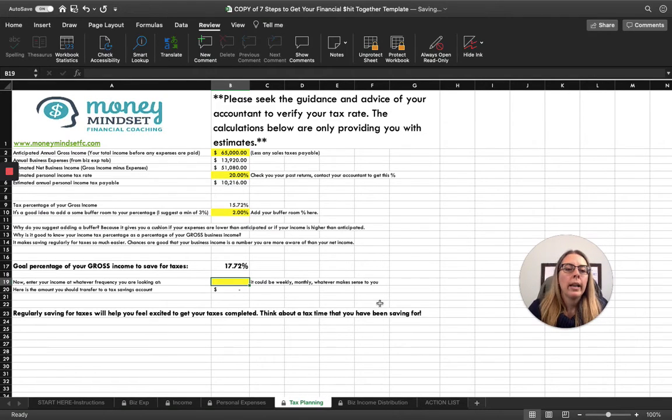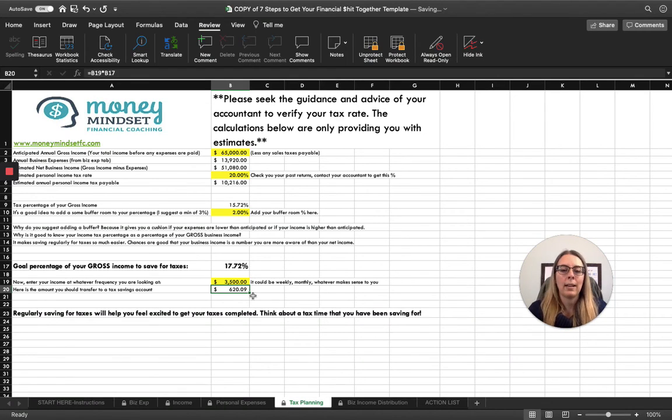Okay, so in rows 19 and 20, what this is. So if you want to transfer the amount to your savings account once a month, you're looking at your business gross income once a month, you can plug this information in here. So say you had a business income a month of $3,500. It's going to look at that 17.72% and calculate what 17.72% of $3,500 is, and that's the amount you transfer to your savings account.